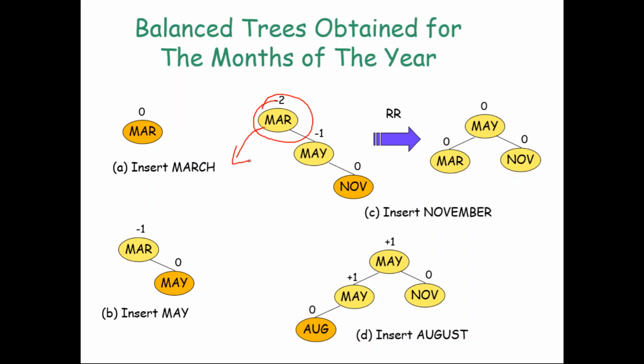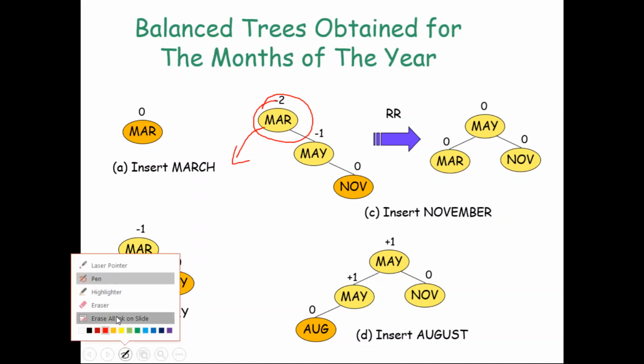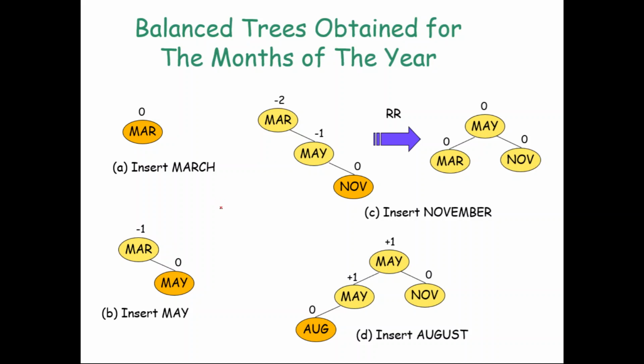Okay, that means March should be rotated left. If you rotate March to the left, then March will come here, May will come here, and November will come here. That is correct, because March is less than May, so March can be placed to the left of May. November is greater than May, so this is what you will get. This is the resultant tree you get, which is balanced.